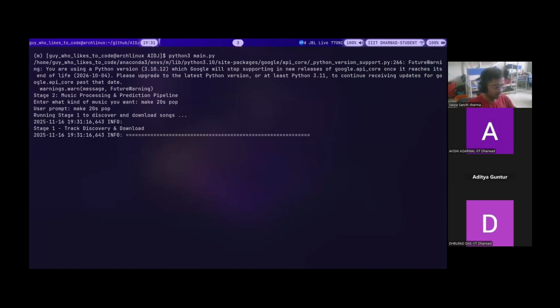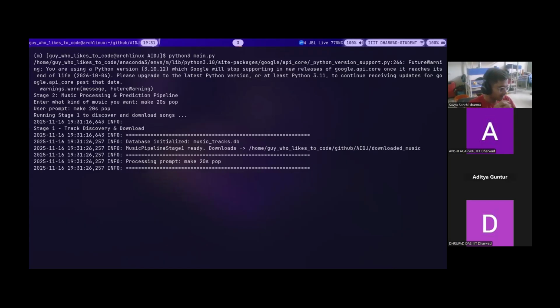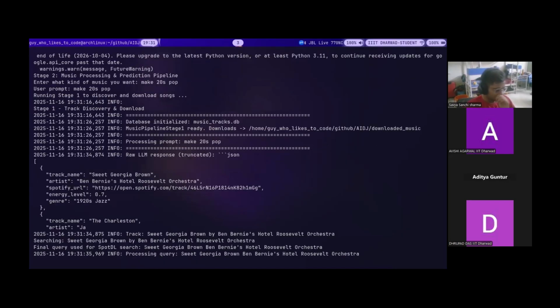So first, this prompt is going to an LLM, which will expand this prompt using our own engineered prompt. Then it is searching the songs in the database, whether the songs are there or not. And yes, these are the songs which our LLM gave. Now, the tool which we have used is SpotDL, which is downloading the songs. So currently, these songs are getting downloaded, which our LLM has suggested.